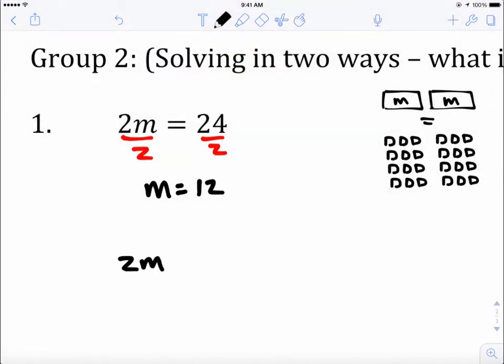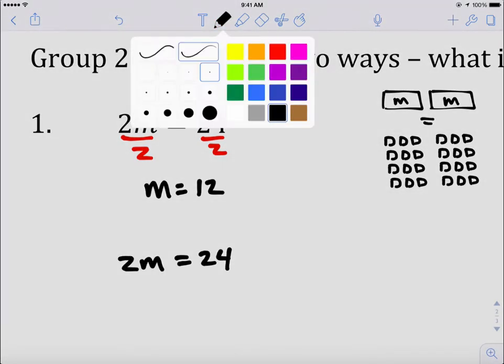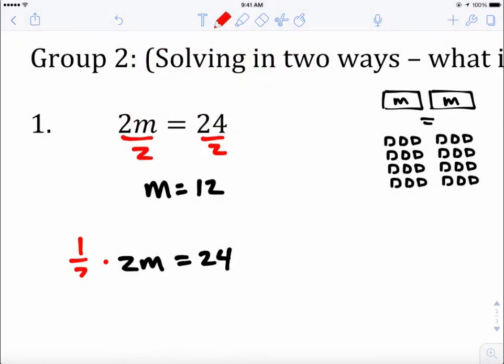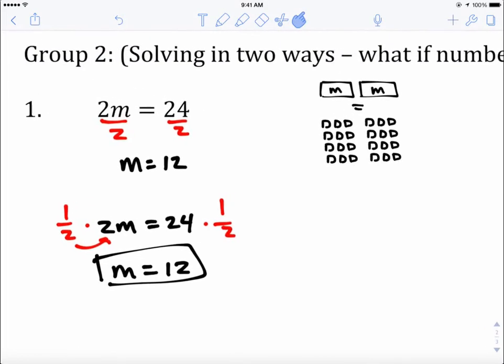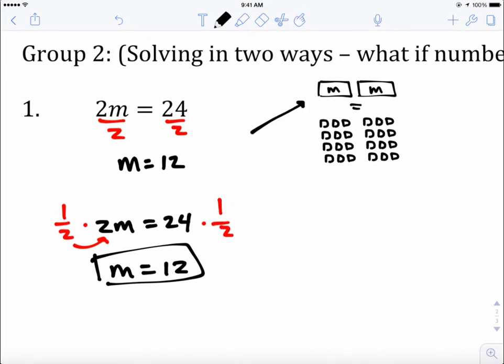we have 2 m's that equal 24. We only want 1 m. We want half of that. Let's multiply the left side of the equation by 1/2. 1/2 of 2m is going to be just regular m, 1m, and half of 24 is 12. Both of these yield the same solution, 12 in this case, but I also really want us to be able to visualize that situation right there.